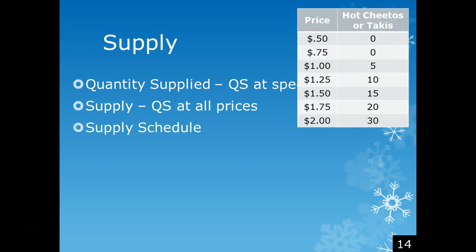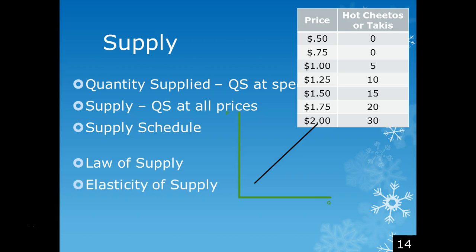Supply schedule looks like this. At 50 cents, no one is selling cheeseburgers because they can't make any money. Same at 75 cents. But as we increase the price, more and more businesses want to sell cheeseburgers because they make profit. So supply goes up. This is what the graph looks like. As price goes up, quantity supplied goes up. And that is the law of supply. And as price goes down, quantity supplied goes down, because as price goes down, profits go down. And no one wants to sell things if they don't make as much profit.